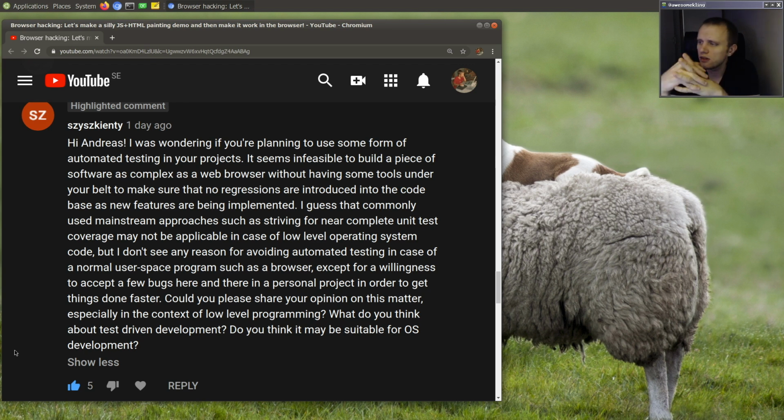in the context of low-level programming, I think automated testing is obviously a huge hassle when it comes to kernels, especially if you want to do unit testing. Automated testing at the macro level is really easy, because you just need to run your system and you're macro testing it all the time.